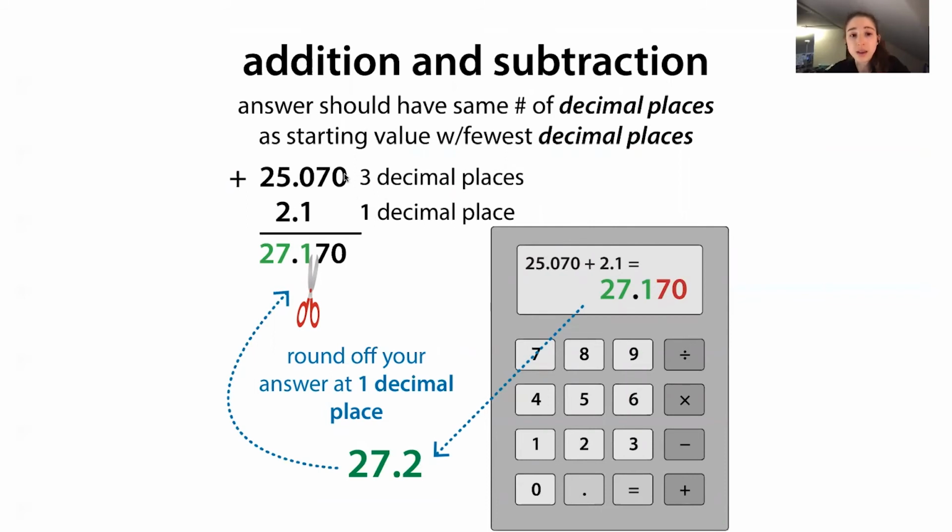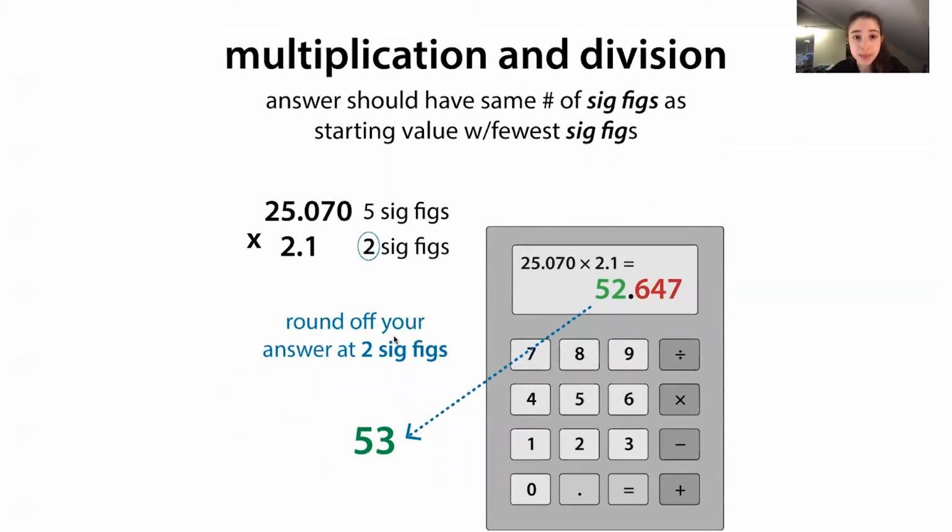So in this case, we have 3 decimal places and we have 1 decimal place. If we add these together, we're going to round to 1 decimal place, because that is the decimal place of the value. So when you're adding or subtracting, you round off your answer at 1 decimal place.